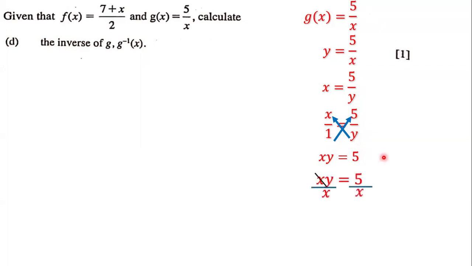So this cancels with that, and we get that y is equal to 5 over x. But what is y? y is equal to g inverse of x. And so that means that g inverse of x is equal to 5 over x. Again, g inverse of x is equal to 5 over x, and that's the answer to this question.